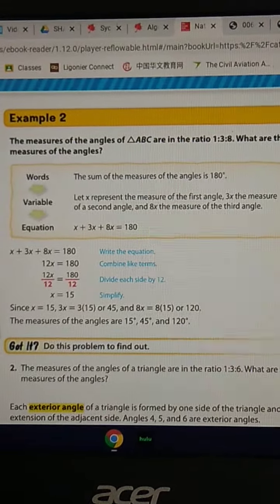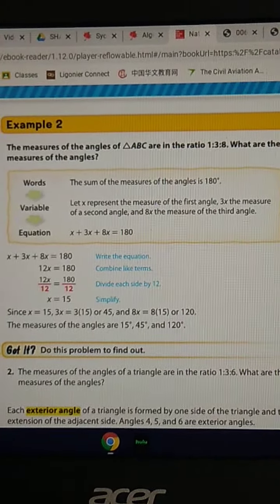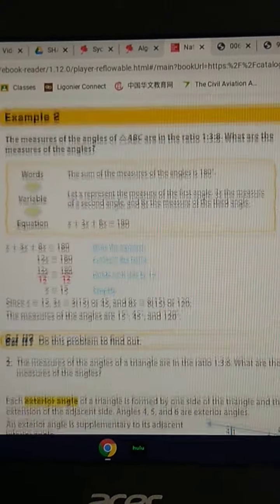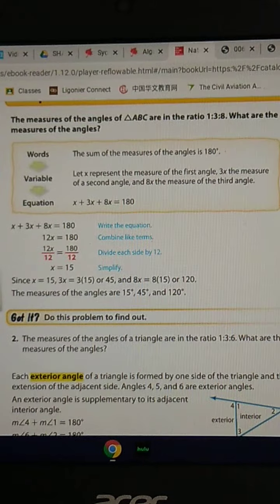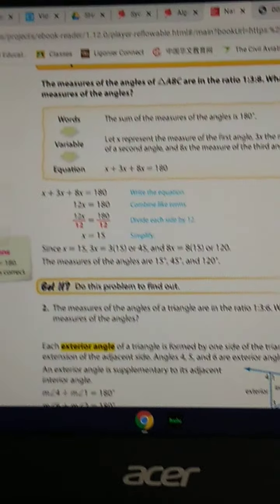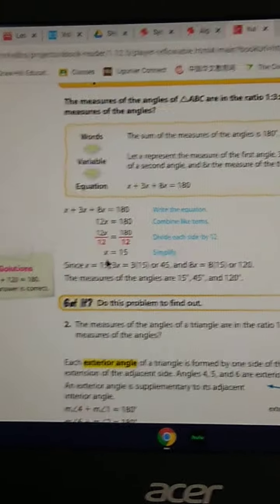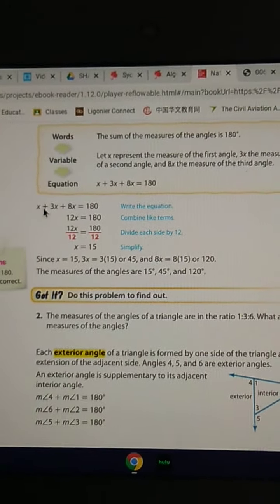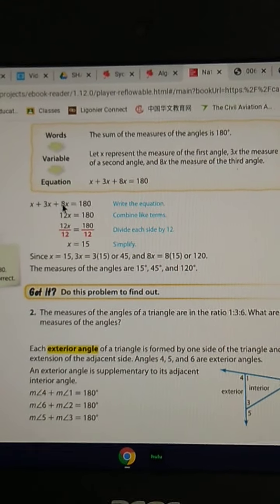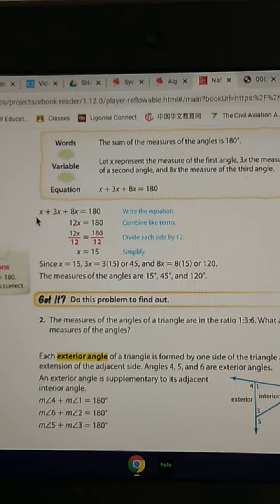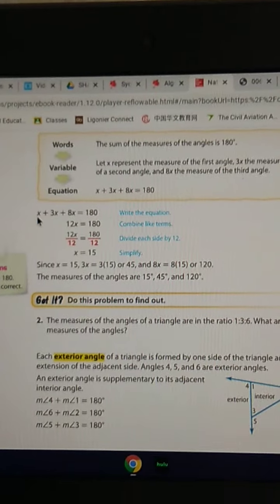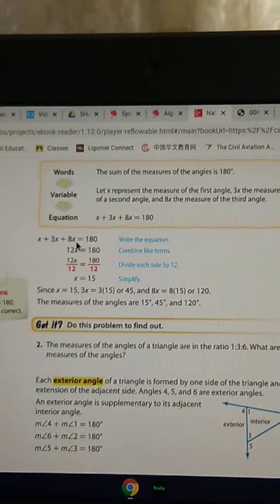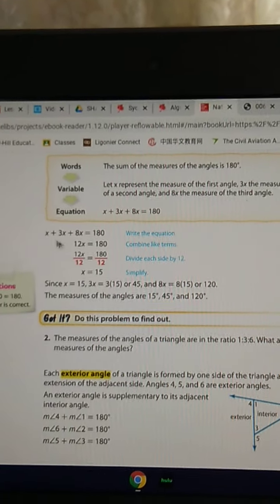All right, if they say the measures are in a ratio of 1 to 3 to 8, then what are the measures of the angles? Because we know that they all add up to 180, you can say, if it's 1, then it's 1 times x. That's the ratio. They have a ratio of 1 to 3 to 8. So if, say, x was 10, then you have 10 plus 30 plus 80. But that's not going to add up to 180, so that's not really true.